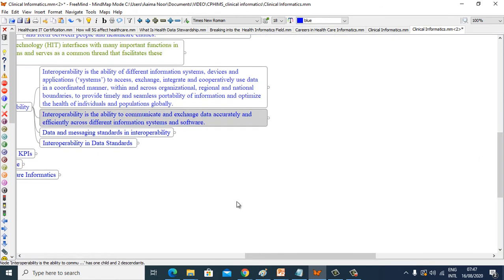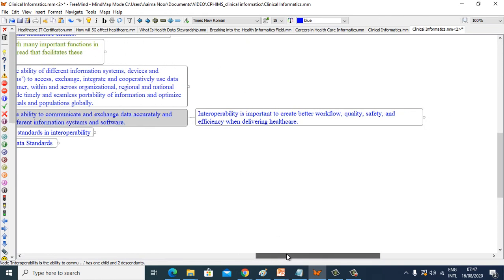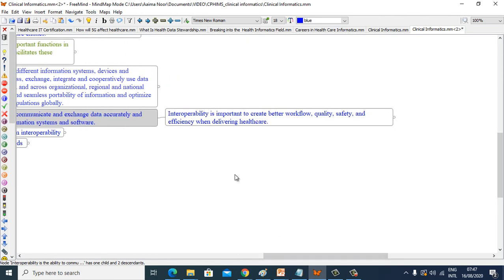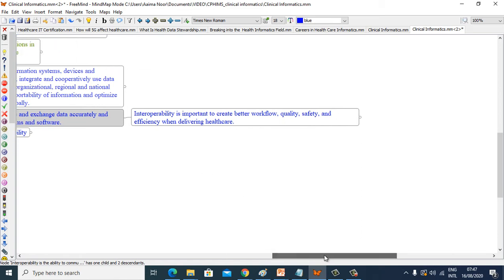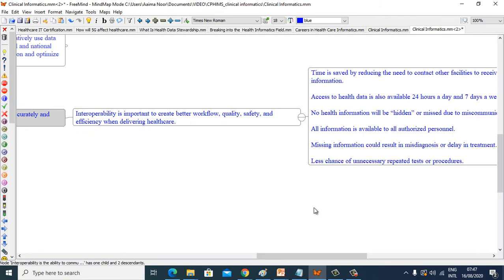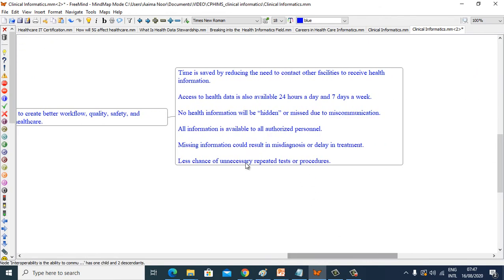Interoperability is the ability to communicate and exchange data accurately and efficiently across different information systems and software. Interoperability is important to create better workflow, quality, safety, and efficiency when delivering healthcare. Time is saved by reducing the need to contact other facilities to receive health information.